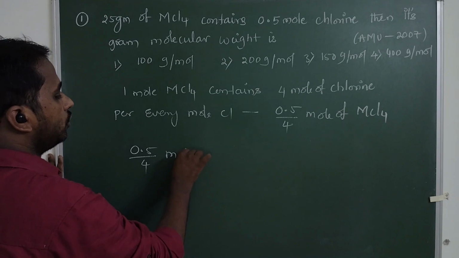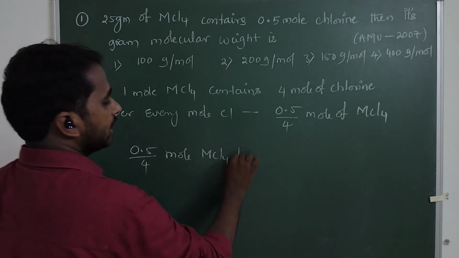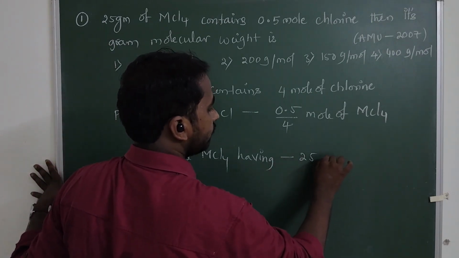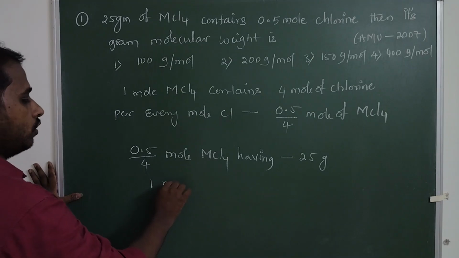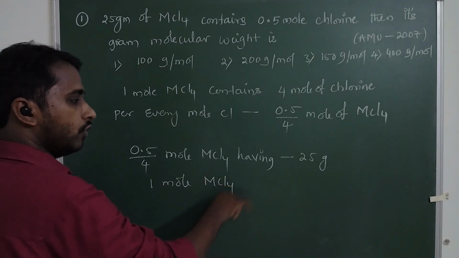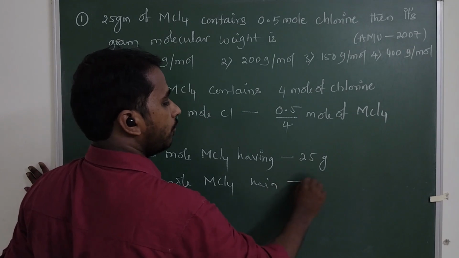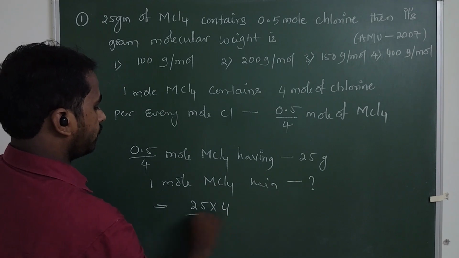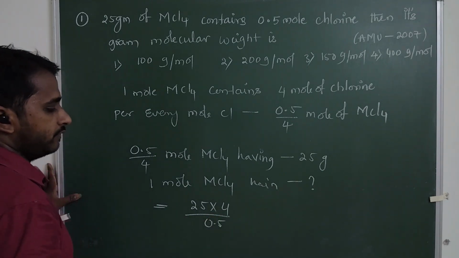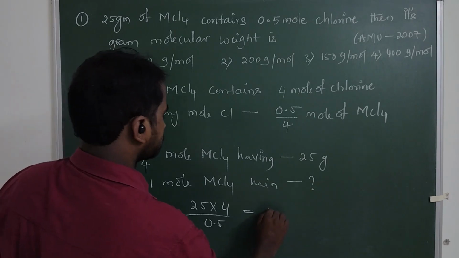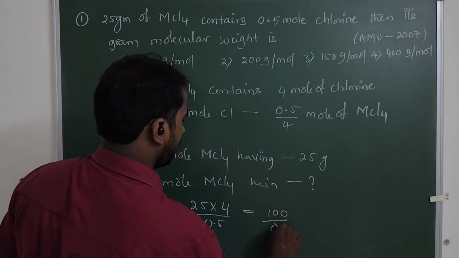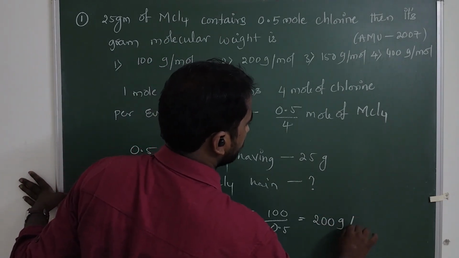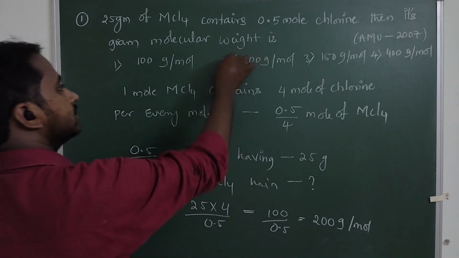0.5 by 4 mole of MCl4 having mass is 25 grams. Then 1 mole of MCl4 having how many grams? So this is 25 into 4 by 0.5. So it is around 100 by 0.5. So it is 200 gram per mole. So answer is second option.